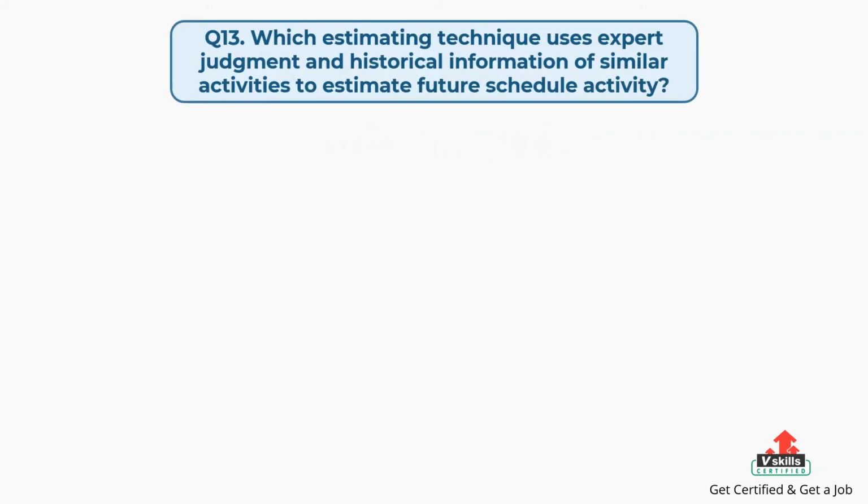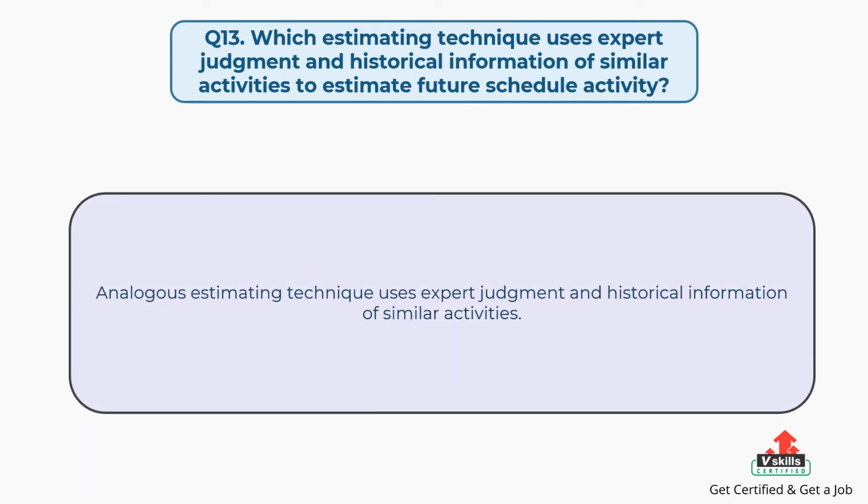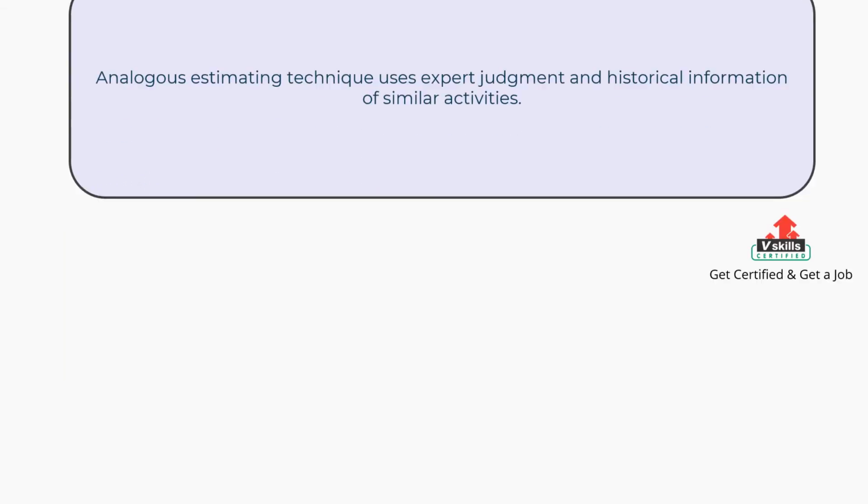Question number 13. Which estimating technique uses expert judgment and historical information of similar activities to estimate future schedule activity? The answer is, analogous estimating technique uses expert judgment and historical information of similar activities.